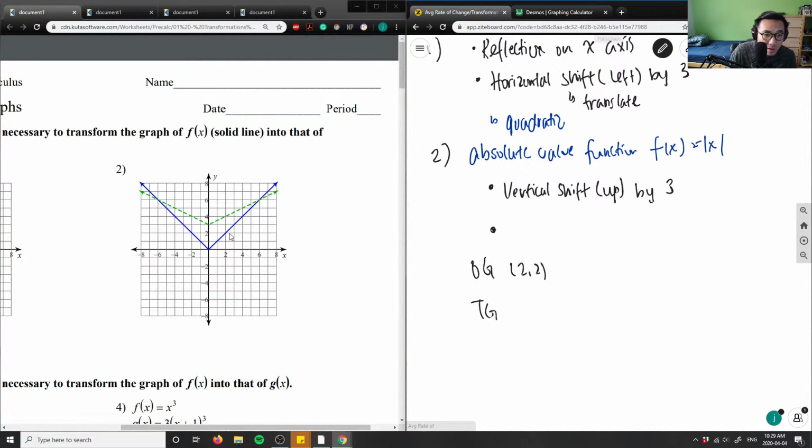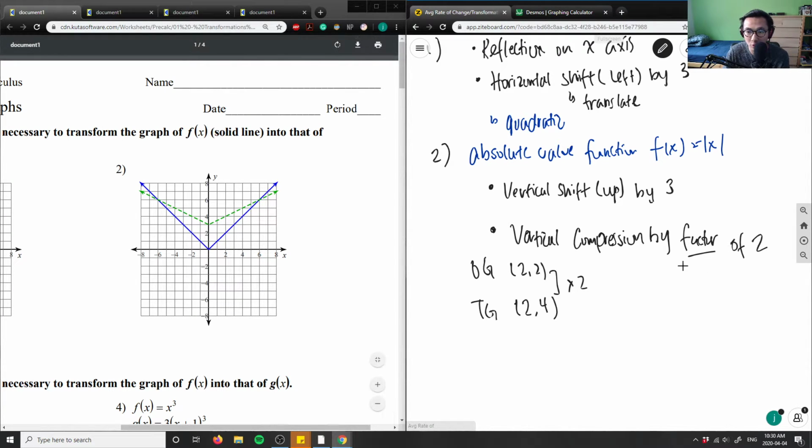So TG here, in this case, this 2 here becomes 2, 4, right? Again, I'm not changing my horizontal values, I'm changing my vertical values. And as you can see, 2 times what equals 4? It's going to be a factor of 2, right? Which means I'm doing a vertical compression, so not a horizontal stretch, by factor, and this is important, I have to write factor of 2, and that's what I'm doing here, vertical compression by a factor of 2.